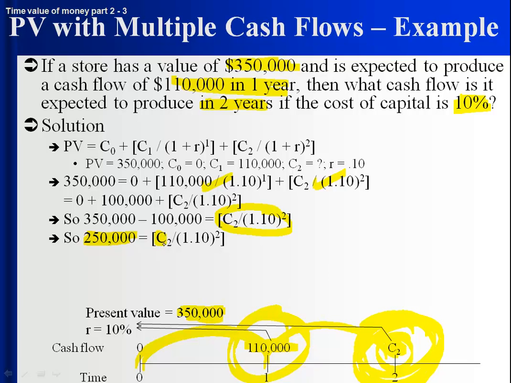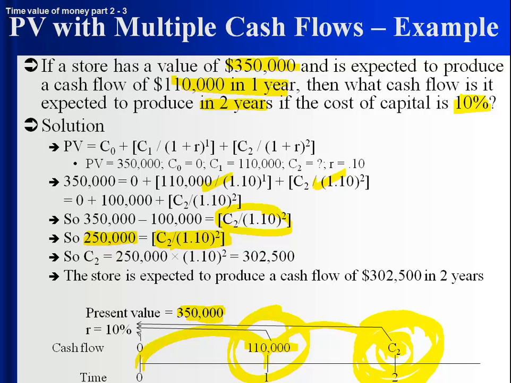So now what's the cash flow such that its present value is equal to 250? Multiply both sides by 1.10 squared, and we see that the cash flow that we expect in 2 years is 302.5. 110 in a year has a present value of 100. 302.5 in 2 years has a present value of 250. Add them up, and that's why this store is worth $350.